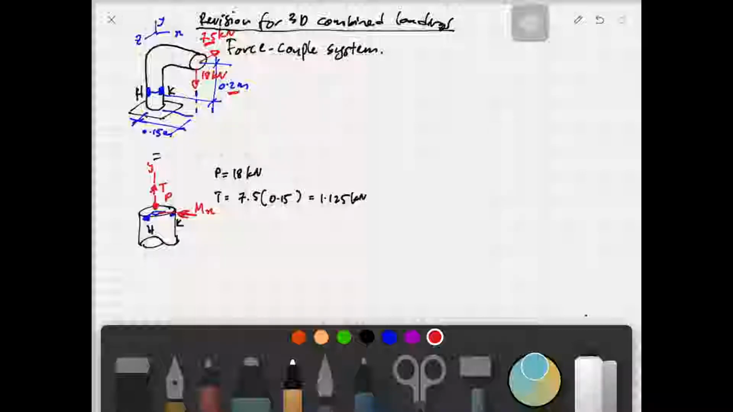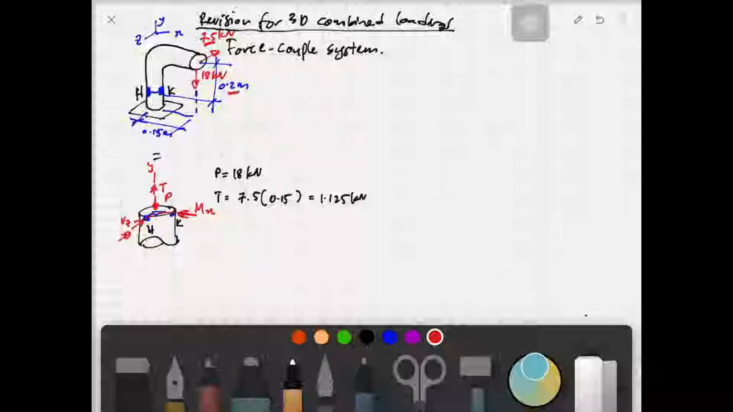Last but not least, on the z direction, we have shearing occurring, which is coming from 7.5 kilonewton. We have on this direction V on the z direction, that is 1, and last but not least we're going to denote this as a double tip arrow.